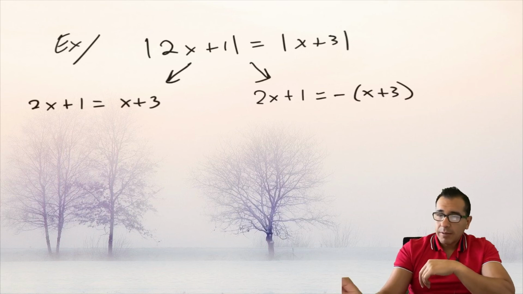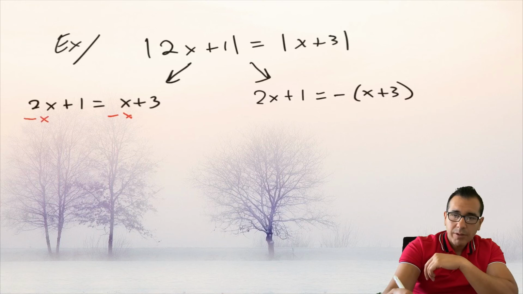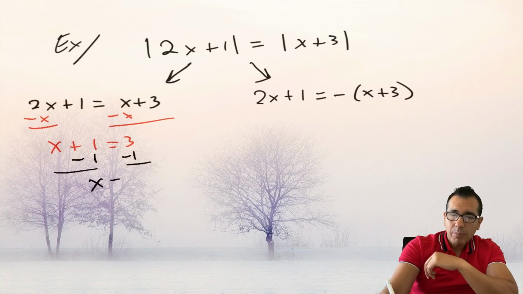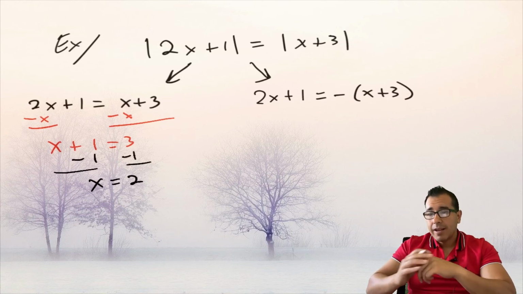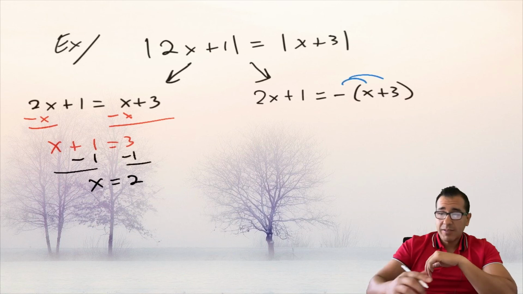So let's go ahead and subtract x from both sides. So many different ways of doing this. So you get x plus 1 equals 3. Go ahead and subtract 1 from both sides since we're solving for x. And one of our possible solutions is 2. All right. On this other side, we just have one additional step and we distribute the negative sign.